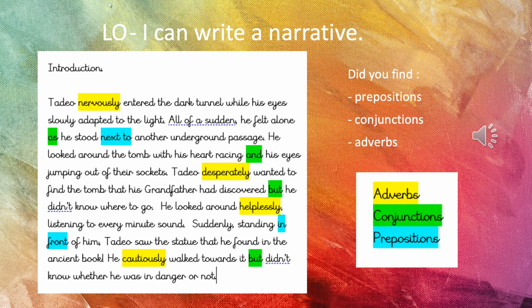In this slide, I've highlighted the adverbs, conjunctions, and prepositions. Did you find some prepositions like next to, in front? Did you find any conjunctions like as, and, but? And have you found any adverbs like nervously, desperately, helplessly, and cautiously? There may be some more in there that I haven't highlighted. Can you spot them?